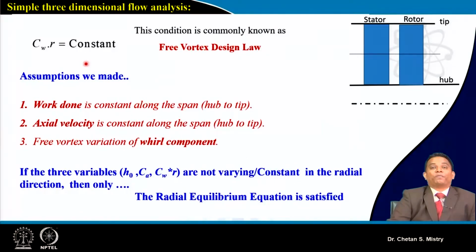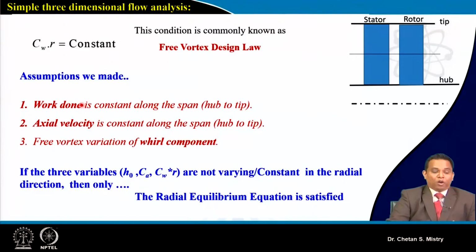That is what it says: my vortex or whirl component is varying in a systematic way. That is what is called Cw into R equal to constant. So you can understand, if I consider my variables H0, Ca, Cw, and they remain constant in the radial direction, then and only then is my radial equilibrium getting satisfied. So basically, in order to satisfy the radial equilibrium, these three conditions must be satisfied. That is the need.